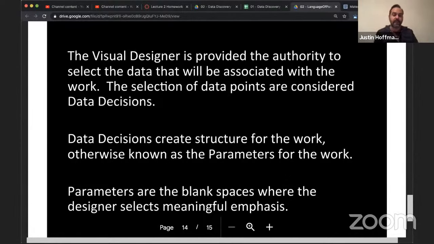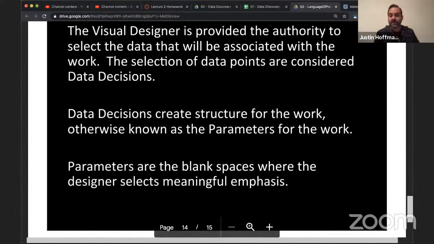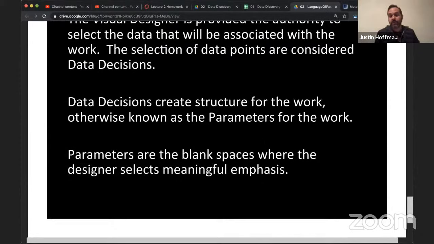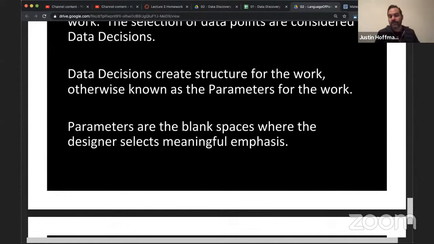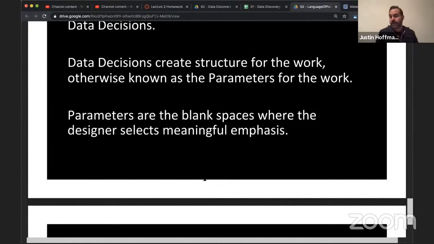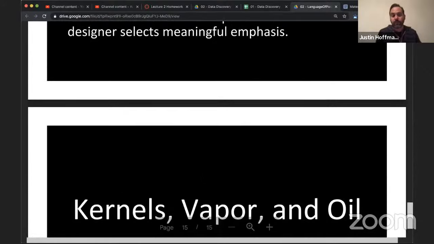What can I infuse in that situation? Data creates structure for the work, otherwise known as parameters for the work. And parameters are the blank spaces where the designer selects meaningful emphasis. And so that's what we're talking about here. What are the parameters of discovery that we're looking for?